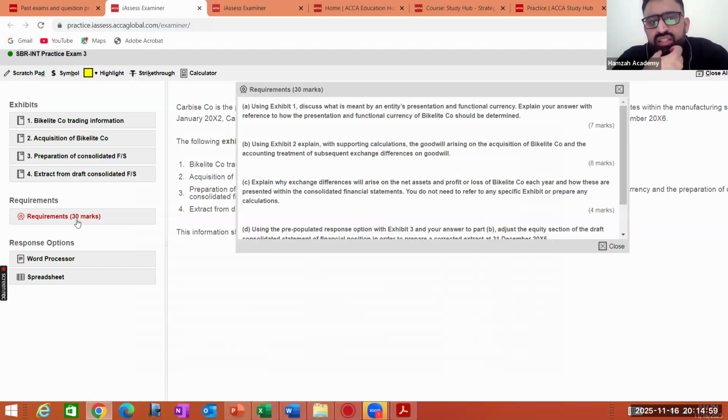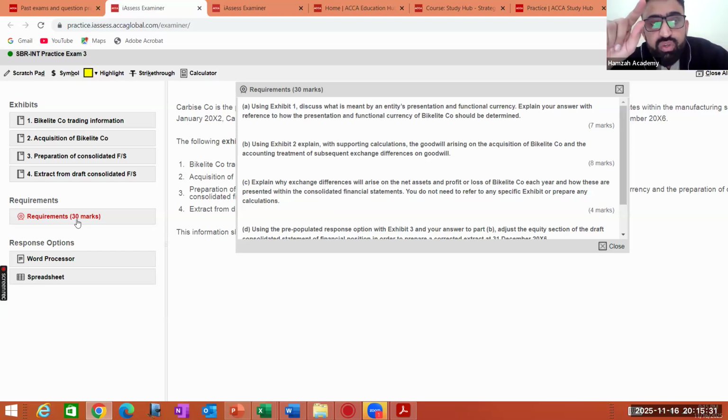Now part C: explain why exchange differences will arise on the net asset and profit and loss of the B each year and how these are presented within the consolidated financial statement. Now, dear student, if you have studied IAS 21, and in the note which I shared yesterday, there was discussion on this topic in IAS 21. But I will give you a brief description now.